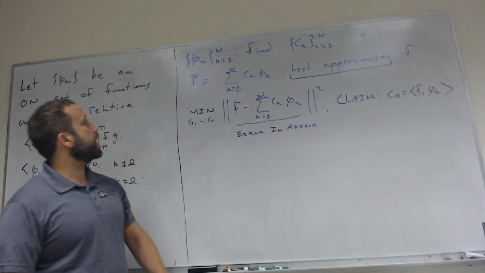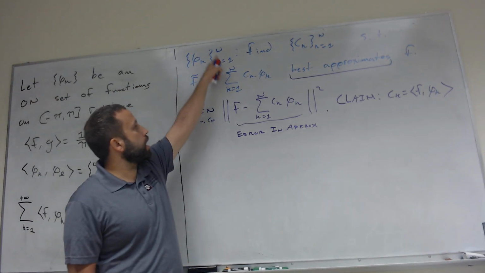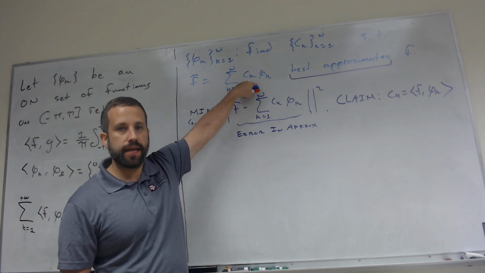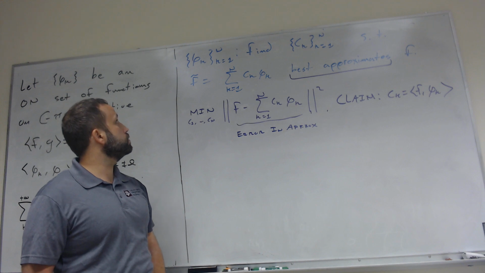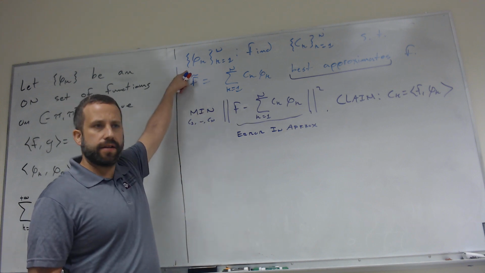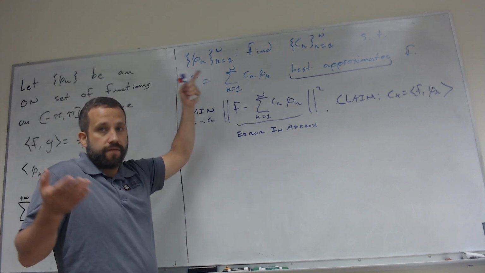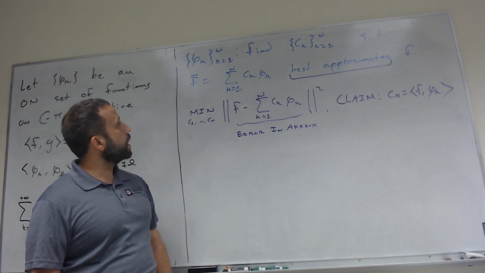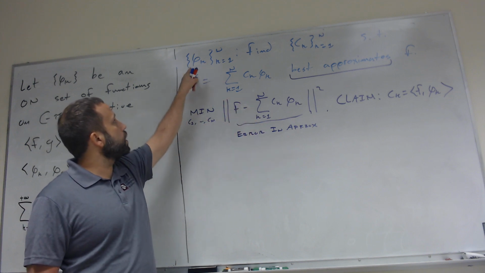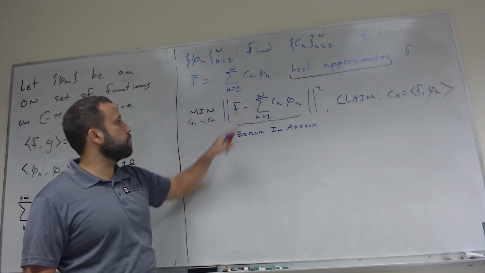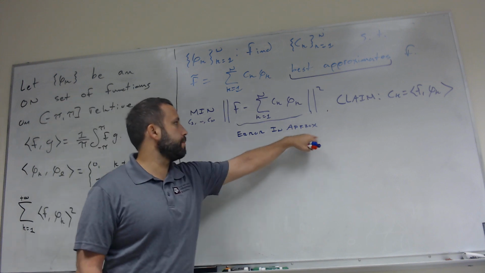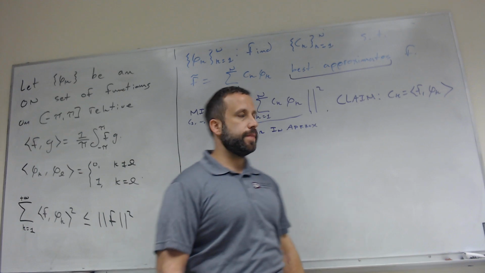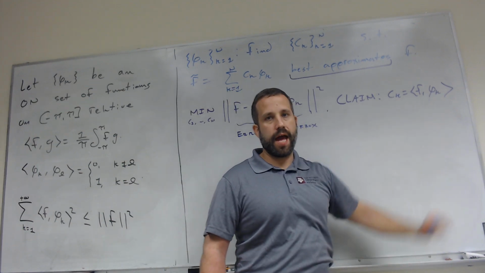That if I have a set of functions going from k equals 1 to n, and I have a function f that I want to approximate as a linear combination of those functions. So remember the linear span of these functions forms a vector space, a subspace. And so I want to find the function in this subspace that is the best approximation to f. And that's what I mean by best approximation, what I have here. And my claim is that the ck should be given by the inner product of f and phi k.